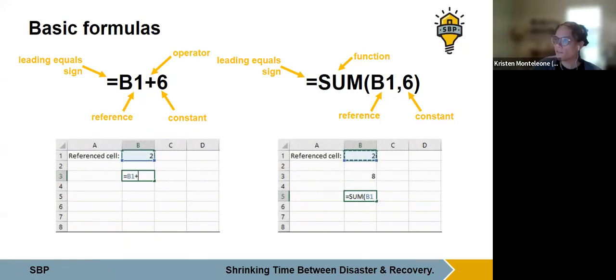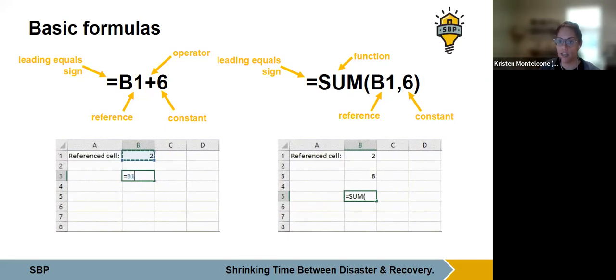And then the one on the left is a really basic formula. It's using a reference and a constant. The reference is cell B1, and the constant is the number 6 in this particular case. I'm using the operator, a plus sign, to get to the result, which is 8. I can get the same result with a function, which is sum, and it has a leading equal sign.